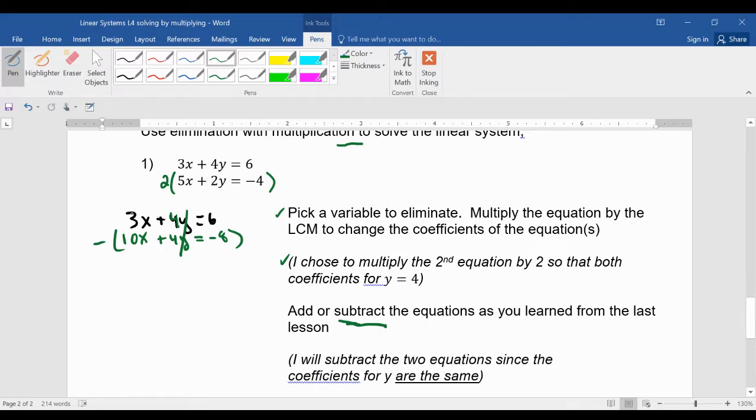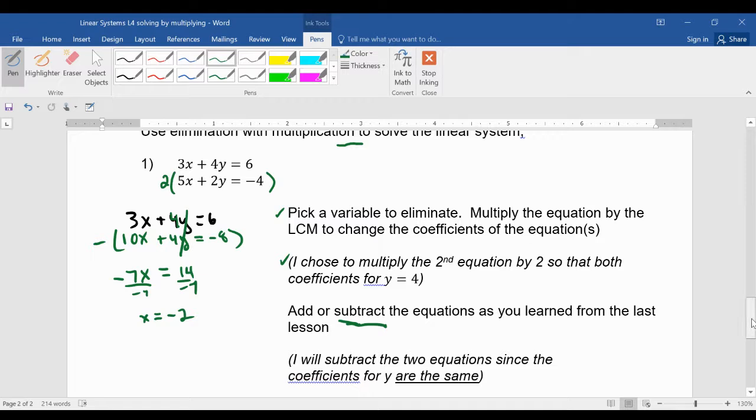And you'll see with 3x minus 10x, I get negative 7x. 4y minus 4y, there's the elimination we just referenced. 6 minus negative 8, being careful with the signs, would be equal to 14. And then just solving this out for x by dividing both sides by negative 7, we're at the halfway point of x equals negative 2.